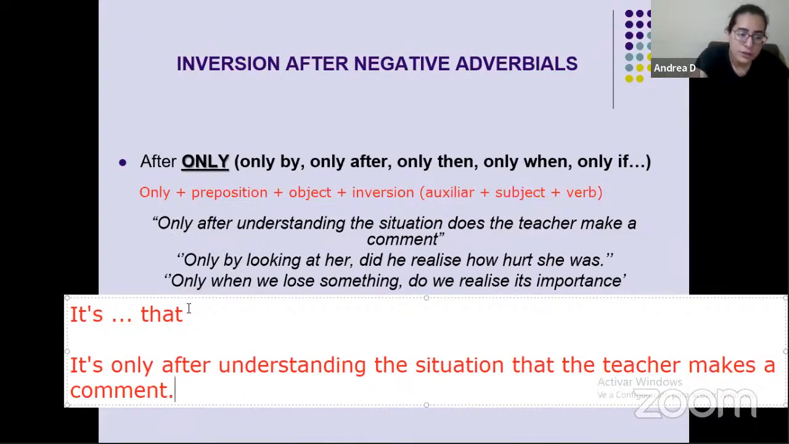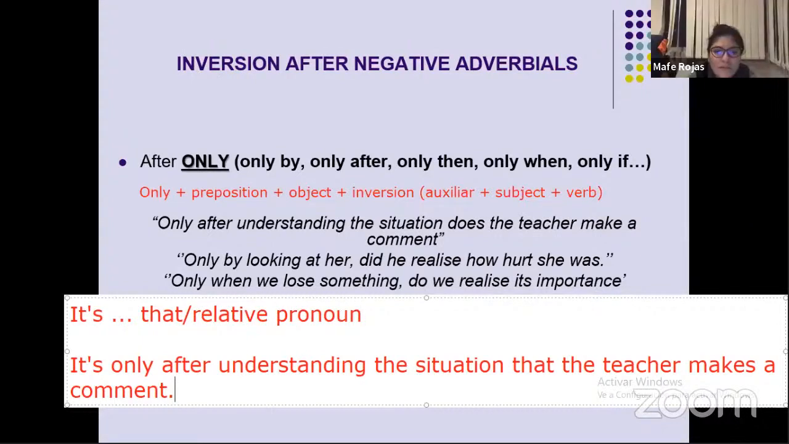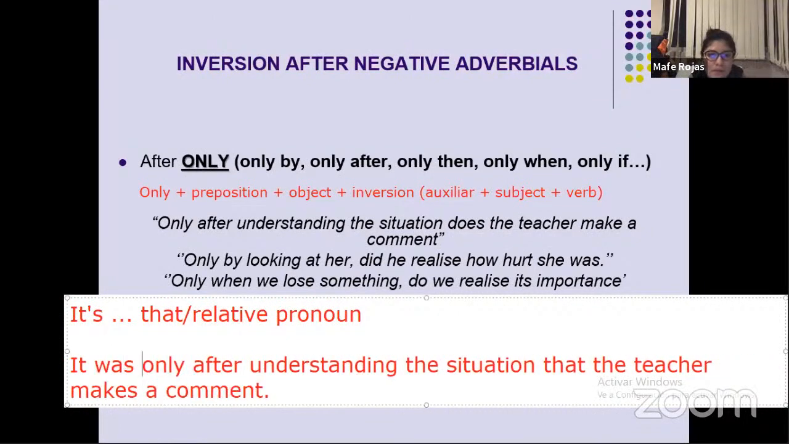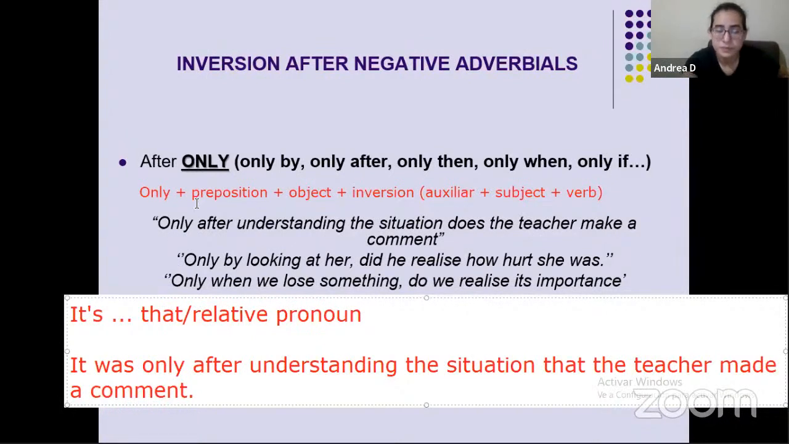It could be any type of relative pronoun. So it's me who I want to be with. So it is this that I want to do. So that will be another way. It's only by looking at her that he realized how hurt she was. It was only, could also be in the past. It was only if you understand the situation that the teacher made a comment. Only once.